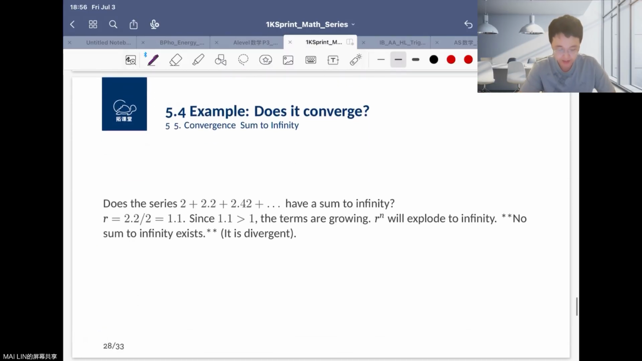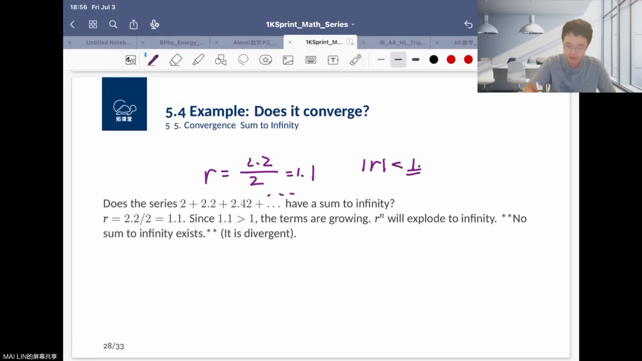Here is another example: the series 2 plus 2.2 plus 2.42, and so on. The problem is whether this has a sum to infinity. The ratio is 2.2 over 2, which is 1.1. The sum to infinity only works when the ratio is smaller than 1, but here the ratio is 1.1, so it's out of range. It doesn't have a sum to infinity because the modulus of the ratio is bigger than 1.